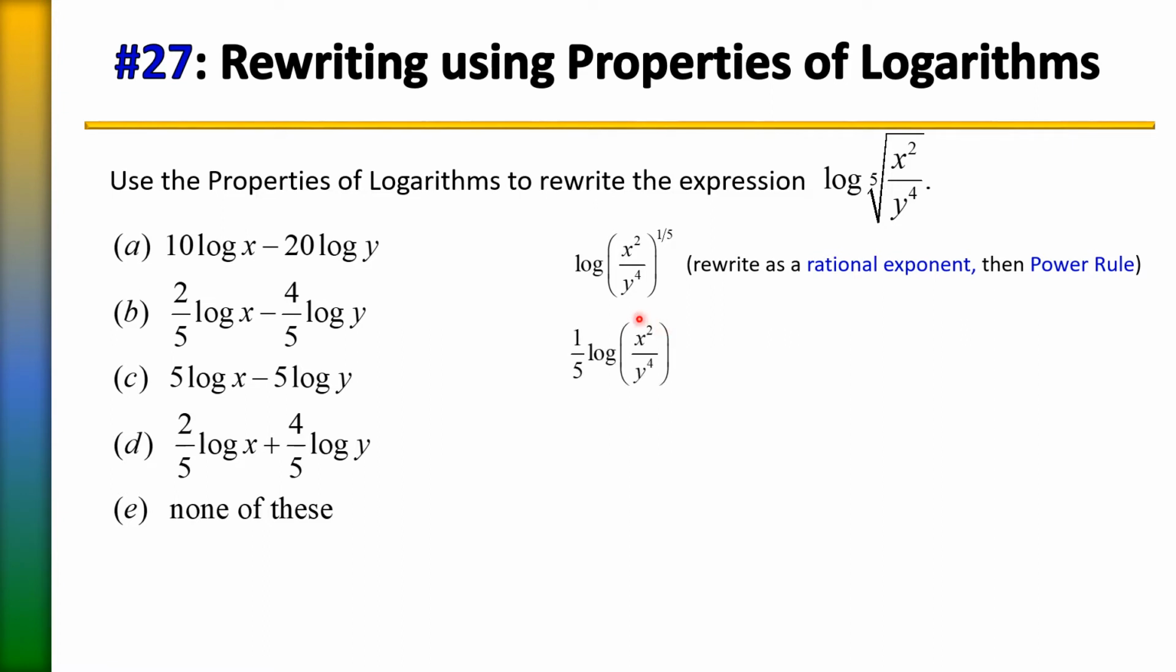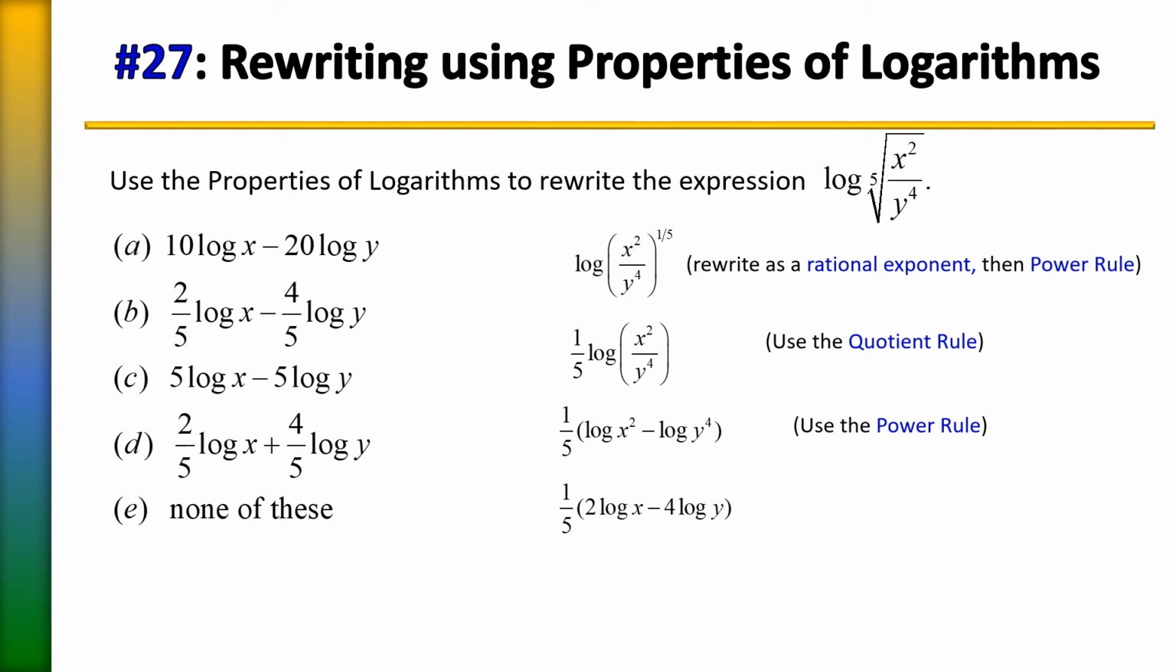Next, let's focus our attention on this fraction. That's the quotient rule. So anytime you have a rational expression or something in fraction form, that's the quotient rule, which is going to be top take away the bottom. So log of x squared minus log of y to the 4th power. And we'll keep that 1/5 outside. Next, you notice that these logs have an exponent. The first one has an exponent of 2. The other one has an exponent of 4. And that's the power rule, which means that we can move those out front of their log. So let's go ahead and do that.